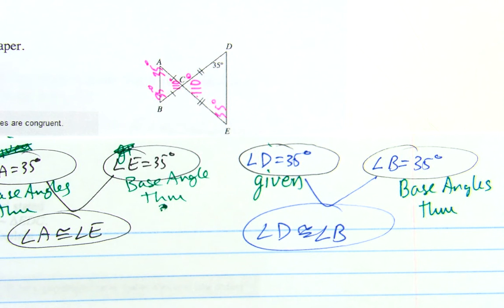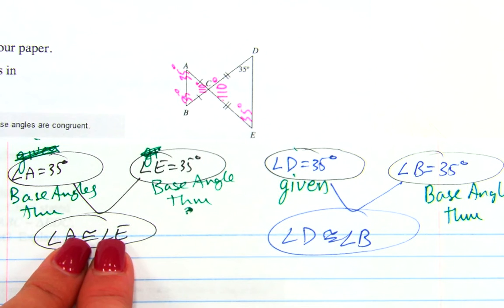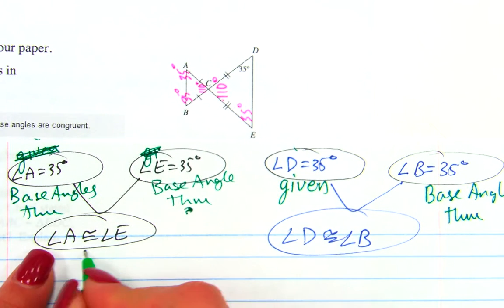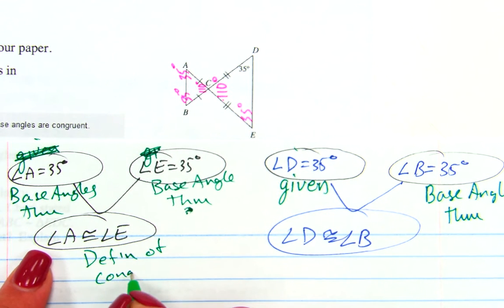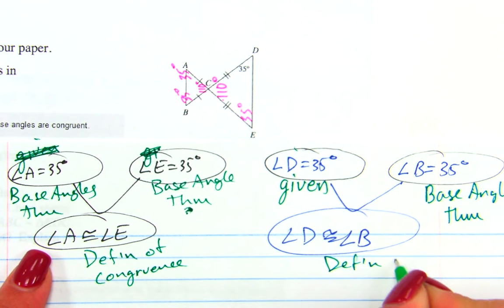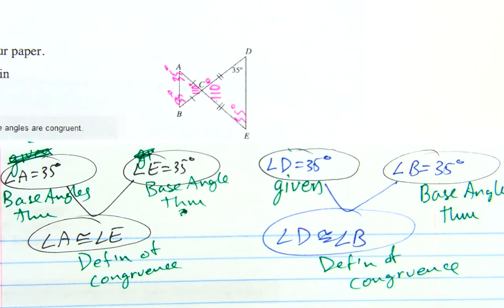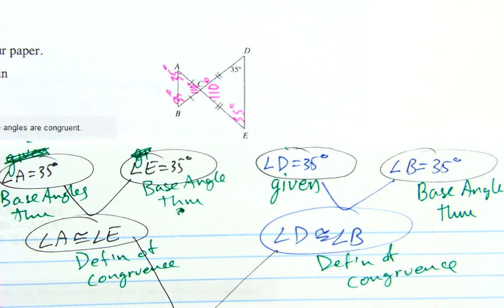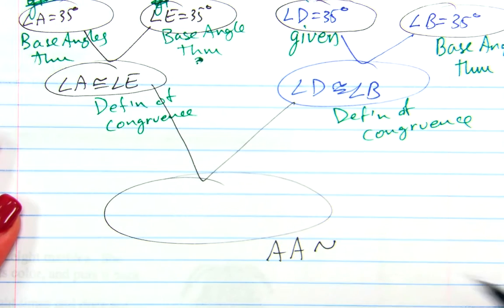Okay, the next one is, since they're both equal in measure, then they're both congruent to each other. That was your definition of congruence. Same thing here, definition of congruence. Okay, and then lastly, these two triangles are similar by angle-angle. These two triangles are going to be similar by angle-angle similarity.